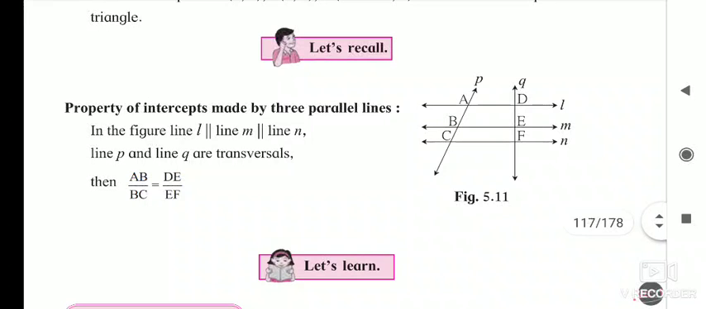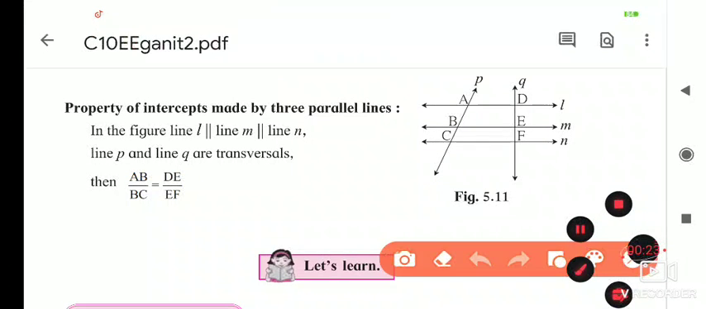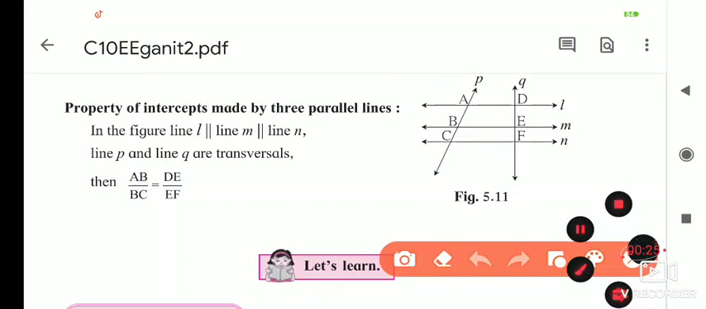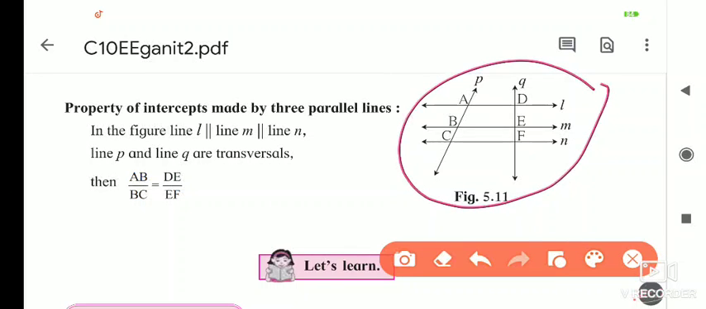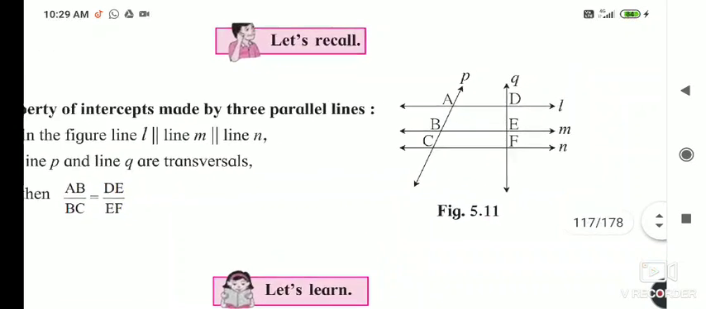Now we will start the new part of our lesson. That is, the let's recall part. And this property we know, if we see the figure, we understand that this is the property of three parallel lines and a transversal. So here, transversals authorize the property of intercepts made by the parallel lines.